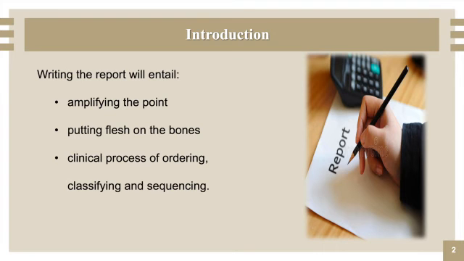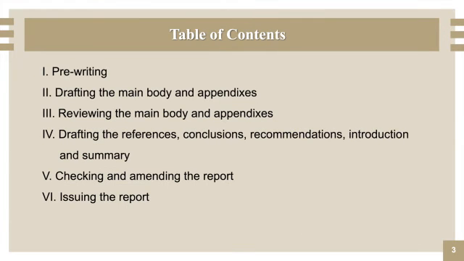And to make your writing more effective, you have to know where and what section of the report you need to start writing first. Thus, ordering of writing is very important and it should be concerned with the critical process of ordering, classifying, and sequencing. And the process is the purpose of this chapter, and it is also the content that we are going to cover today. It includes pre-writing, drafting the main body and appendix, reviewing the main body and appendix, drafting the references, conclusions, recommendations, introduction and summary, checking and amending the report, and last but not least, issuing the report.